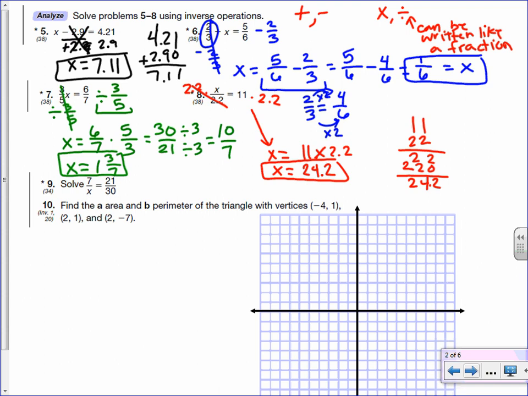To solve this proportion, we can look and say, okay, to go from 21 to 7 in this direction, I divide by 3. So then I have to take 30 and divide by 3 to get to x. 30 divided by 3 is 10.